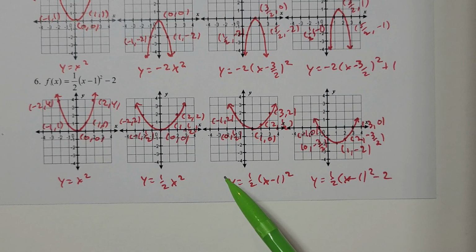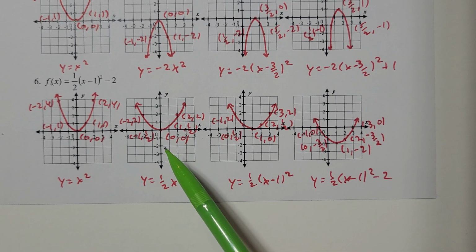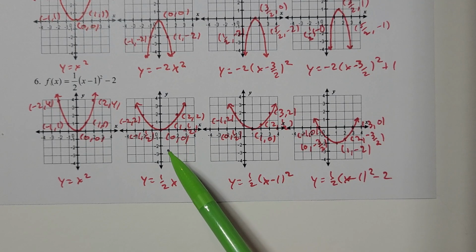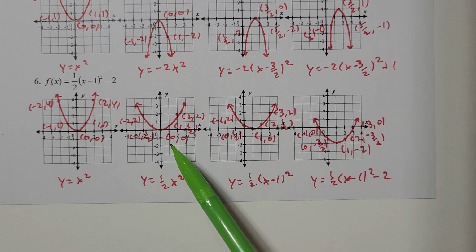Graph 3 is where I'm going to graph y equals 1/2 times x minus 1 squared. Okay, so with the x minus 1 there, I know I'm going to have to shift graph 2 to the right 1 unit. All these points there. Okay, so let's do that.